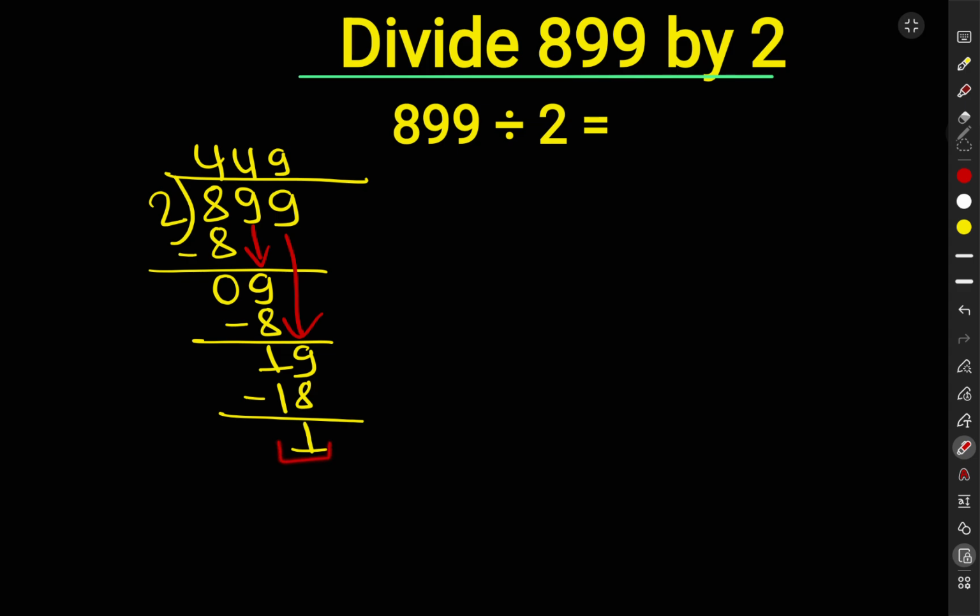So now this 1 is less than 2 and there is no other number to put it down. So we take here decimal, so that we put 0. So now it is 10 and 2 times 5 is 10. On subtracting we get 0. So 899 divided by 2 is 449 decimal 5.